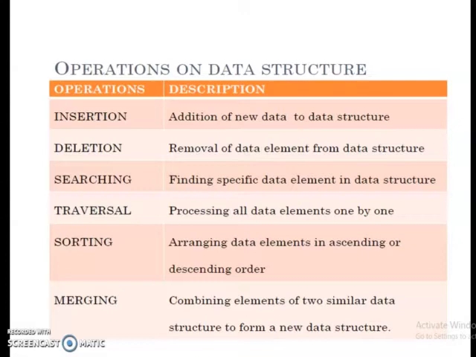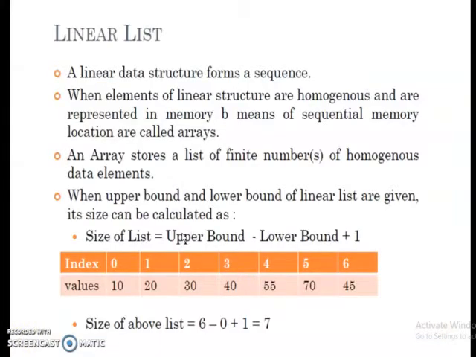Next one, sorting. Sorting means arrangement of data in a specific order. You can arrange these elements either in ascending order or in descending order. And the last one, merging, combining elements of two similar data structures to form a new data structure. So these are the different operations on a data structure. Clear?